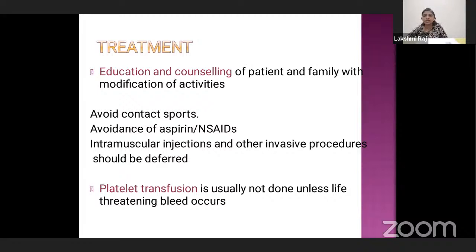And other invasive procedures should also be deferred because there is an increased risk of bleed. You can create a muscle hematoma if you are giving intramuscular injections. Then platelet transfusion is usually not done.